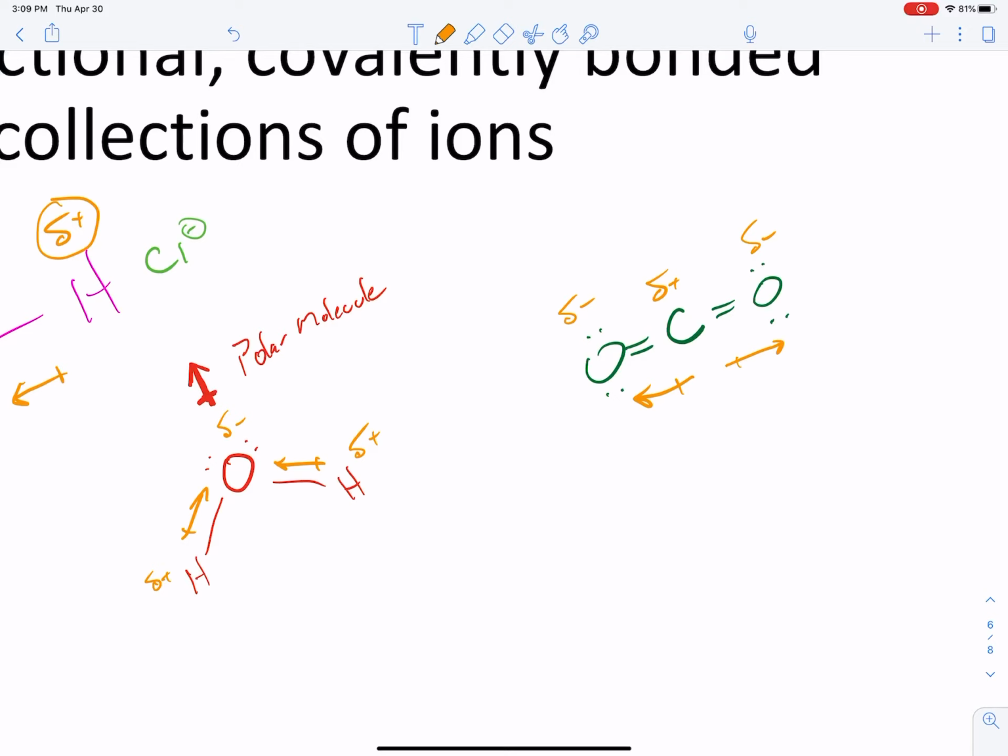Now then, as a result, it becomes non-polar. This is a non-polar molecule because there isn't a clear winner as to what side's plus and what side's minus. There's not a plus side of the molecule or a minus side. It's like a tug of war that is equally balanced. No one wins. It's non-polar.